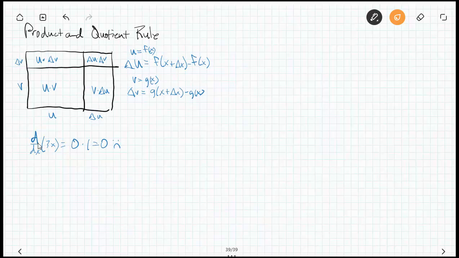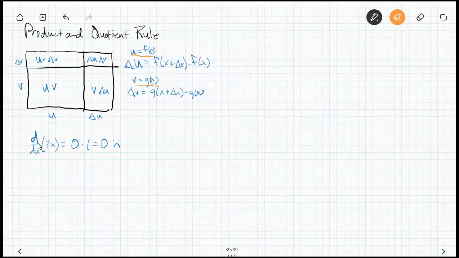All right, so first things first, I want to point out a couple things. I'm letting u be f of x, and I'm going to let v be g of x. And then delta u is just a change in u, right? We can think of that as f of x plus delta x, so we add a little change in x to x, and then we subtract f of x. That makes sense, doesn't it? This is just basically a change in f.